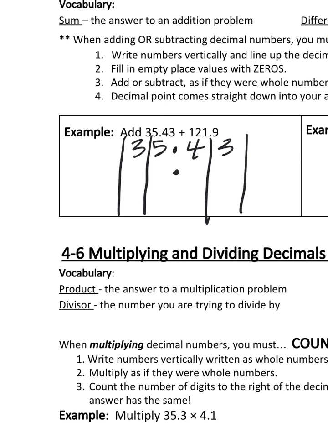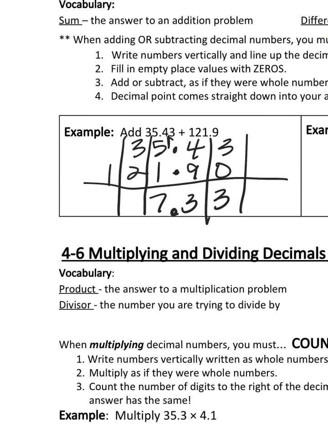So for example, this would be 35.43, and this one would be 121.9. And of course I can add zeros to the right. It doesn't change the value of my number at all. And then I add just straight down the rows. So once you actually line them up, just put your decimal down below, and now you can ignore it from that point on. So 3 plus 0 is 3, 4 plus 9 is 13, put that 1 over there. 5 plus 1 is 6, plus 1 is 7, 3 plus 2 is 5, and 1. Okay, so your answer is 157.33.